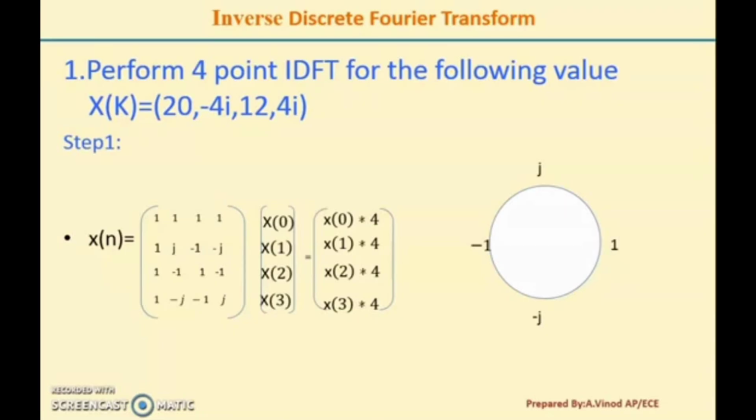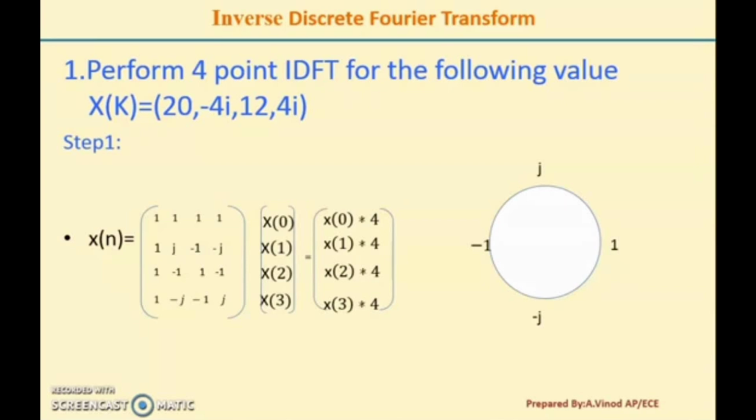So in this video, we are going to discuss the inverse discrete Fourier transform. The first question is: perform the 4-point IDFT for the following values, X of k is equal to 20, minus 4i, 12, 4i. So this is our previous problem. Before watching this video, please see the description box, where you can refer to how to perform the 4-point DFT.